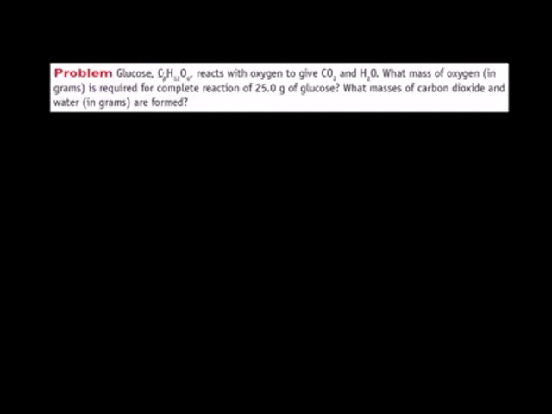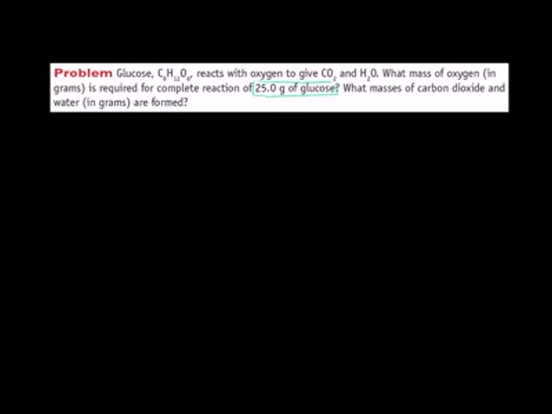We're told that glucose reacts with oxygen to give carbon dioxide and water. What mass of oxygen in grams is required to complete the reaction of 25 grams of glucose? And they also want to know what masses of carbon dioxide and water are formed.